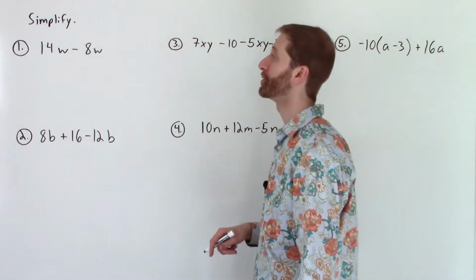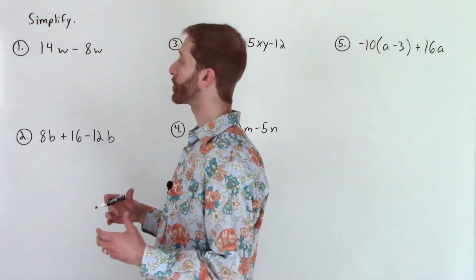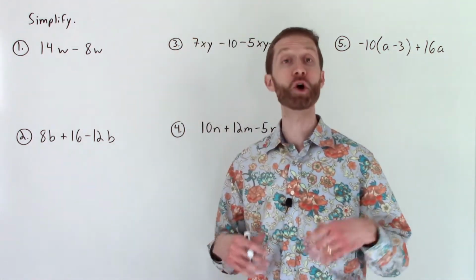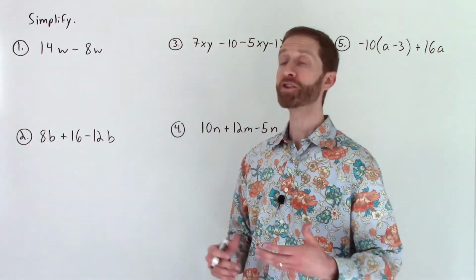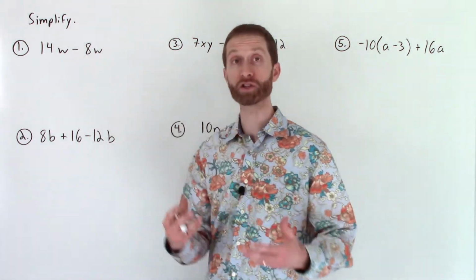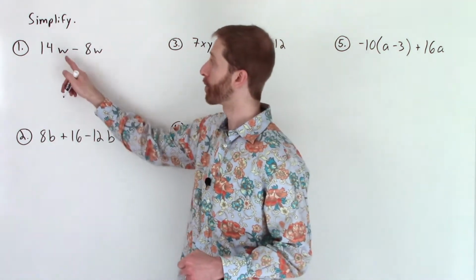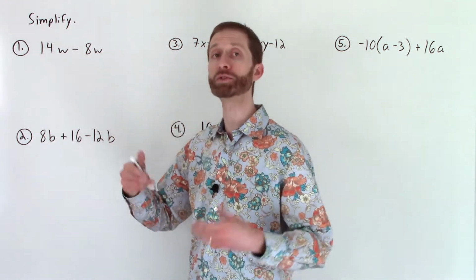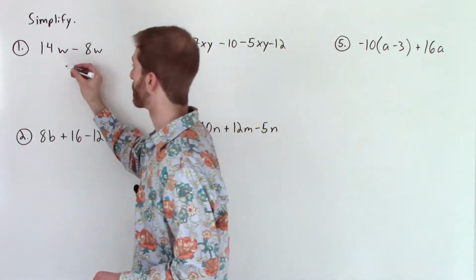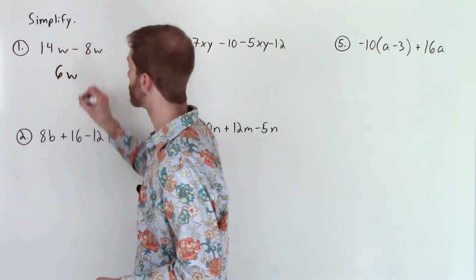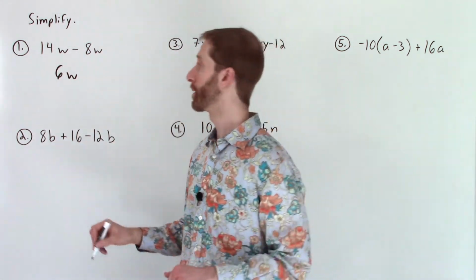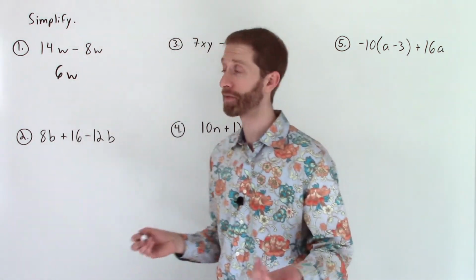14w minus 8w in number 1. Remember that when you're combining like terms, you look at the coefficients of the like terms and you do what the operation directs you to do. This is telling you we have 14w's minus 8w's, so we have 6w's remaining. It's literally as easy as doing 14 minus 8 is 6w's. And that's it. That's your simplified answer.